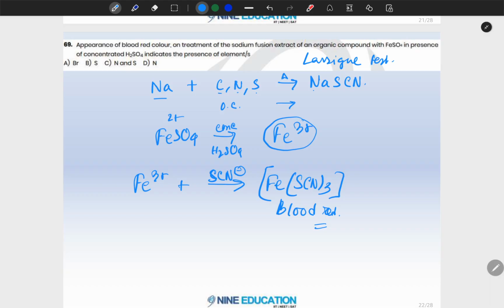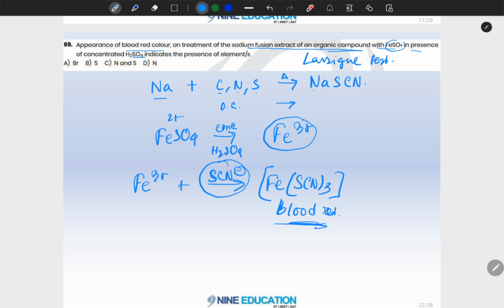So this is the appearance of the blood red color. I am getting blood red color when the sodium fusion extract of an organic compound reacts with FeSO4 in the presence of concentrated H2SO4. So this is actually a Lassaigne test.